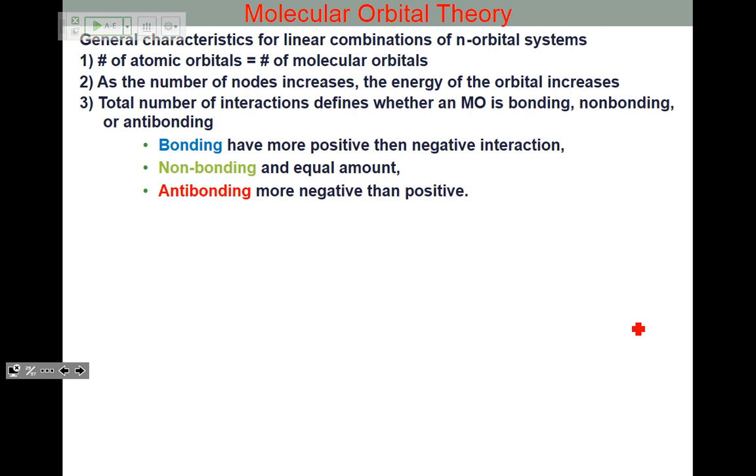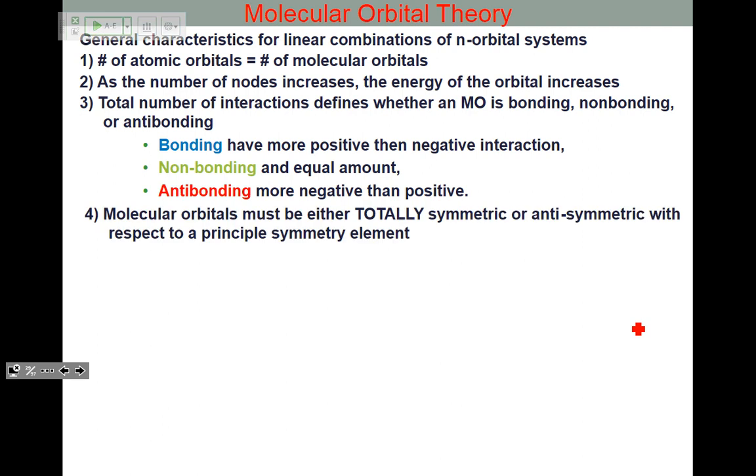We won't really see any of that in this particular chapter, but in the chapter where we start talking about aromaticity, we'll see some of this. Non-bonding is where you have an equal amount of good and bad interactions. But because of the systems we'll be looking at in this chapter, we won't really see too much non-bonding.